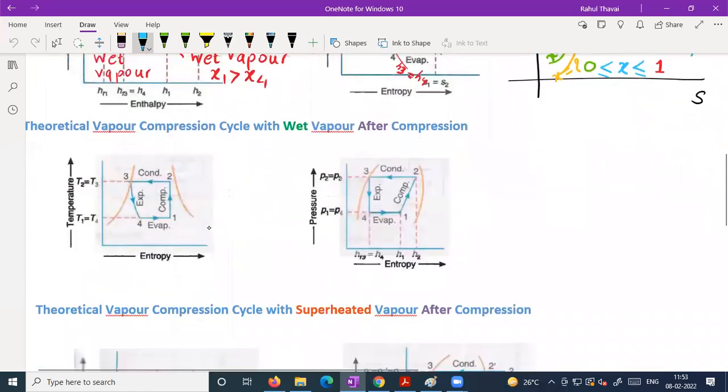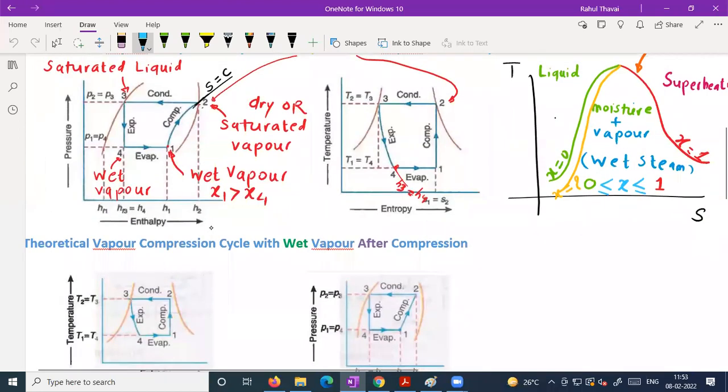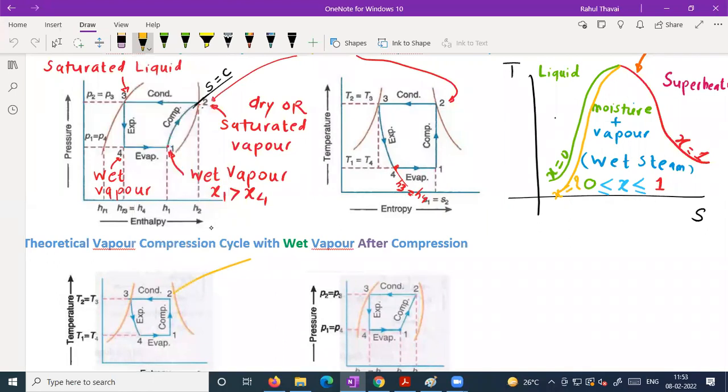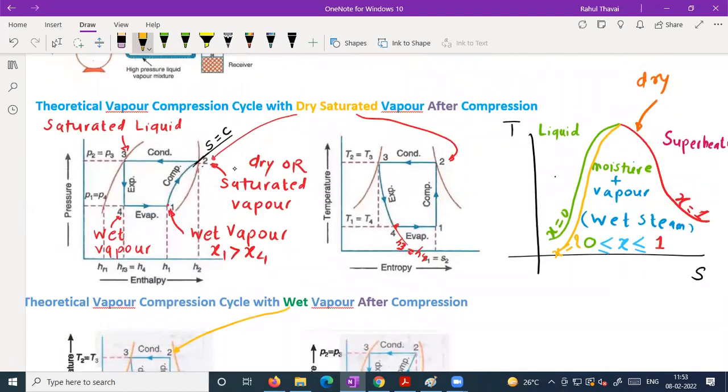Now let us go to the second case. In the second case, after the compression, that is at point number two, we have wet vapor. When you compare with the previous diagram, point number two was lying on the line. That's why it was dry.